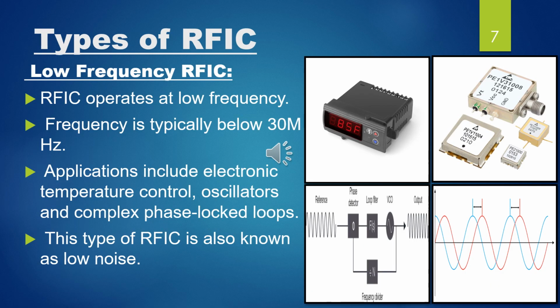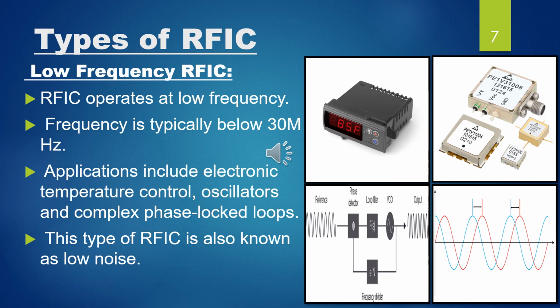So here are the types of RFIC. First I am going to discuss the low frequency RFIC. As its name describes, these types of circuits, radio frequency integrated circuits, operate at low frequency, with frequencies ranging below 30 megahertz. And it is used where we require accuracy.